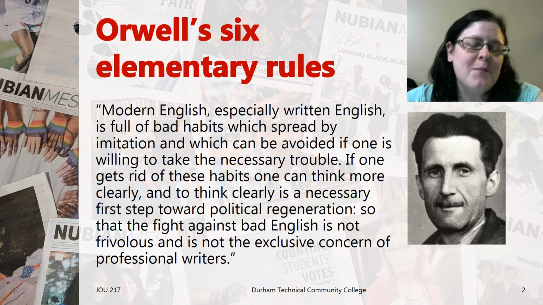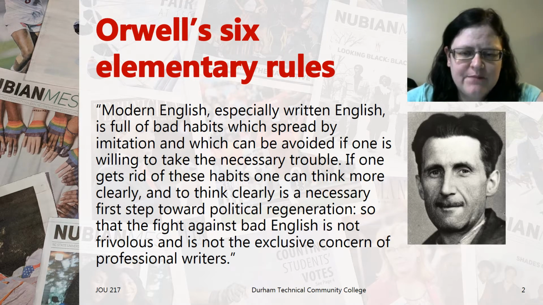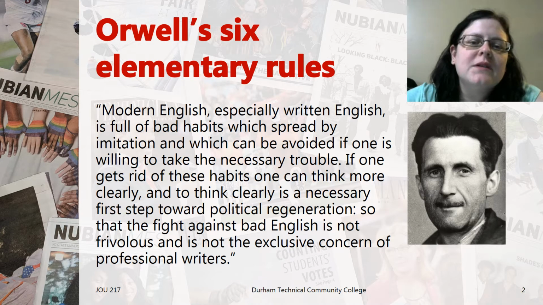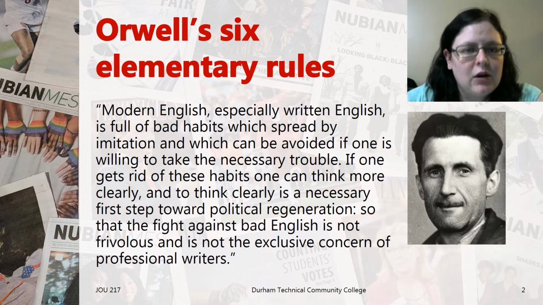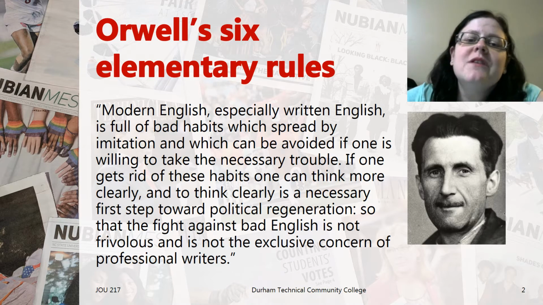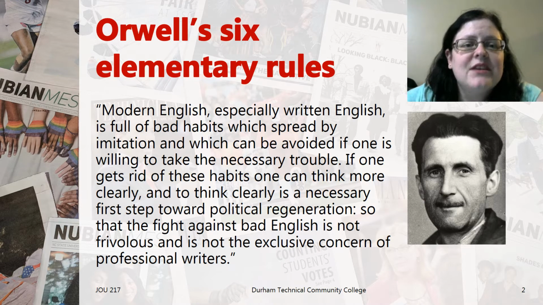Between Animal Farm and 1984, author George Orwell published the essay Politics and the English Language, in which he advocated for the importance of precise and clear language, arguing that vague writing can be used as a powerful tool of political manipulation because it shapes the way we think. He wrote, "The fight against bad English is not frivolous, and it is not the exclusive concern of professional writers."